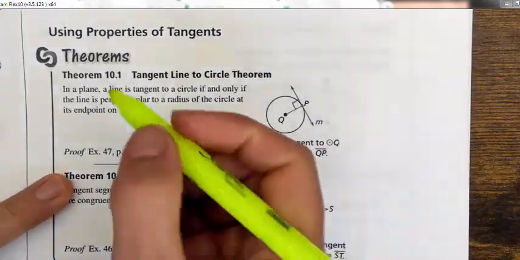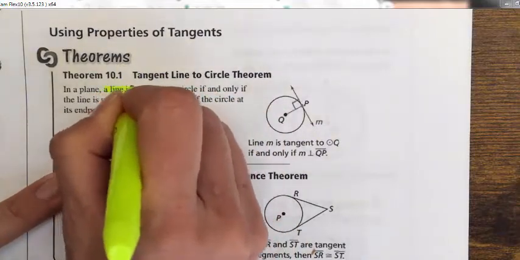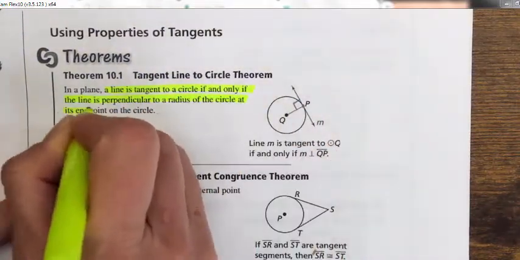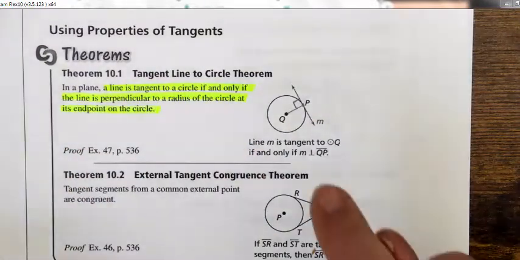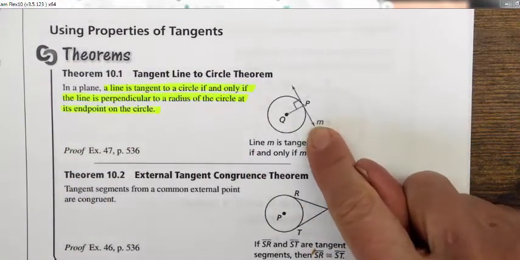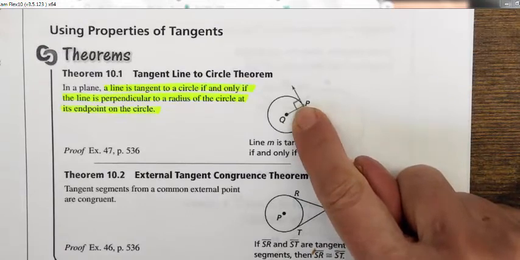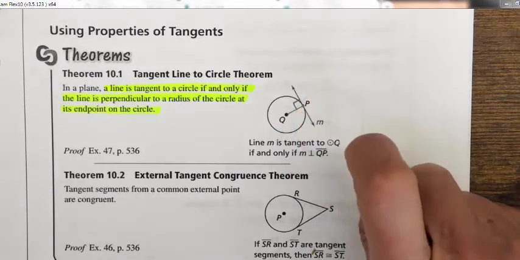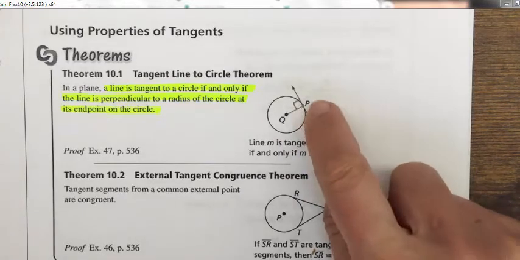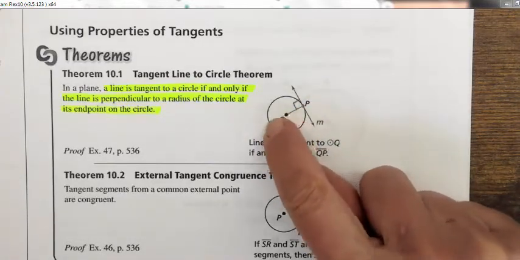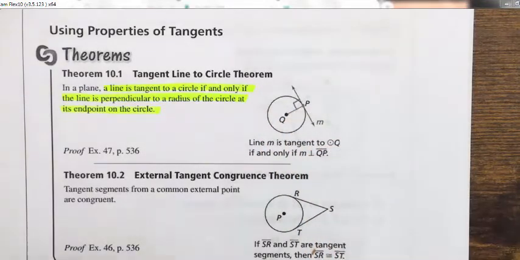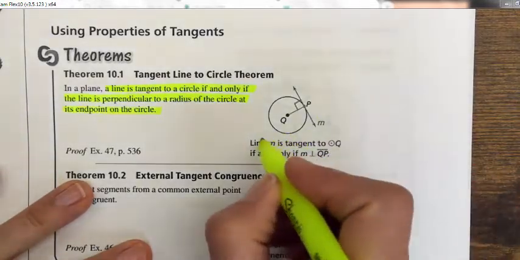Okay, so a line is tangent to a circle if and only if the line is perpendicular to a radius of a circle at its endpoint. So we know that line M is the tangent because it's perpendicular to the radius at the radius's point on the circle. It could also be a diameter, right? Diameter is just twice the radius, so if this was a diameter, the same would be true. Okay, so we know that line M is tangent to circle Q.